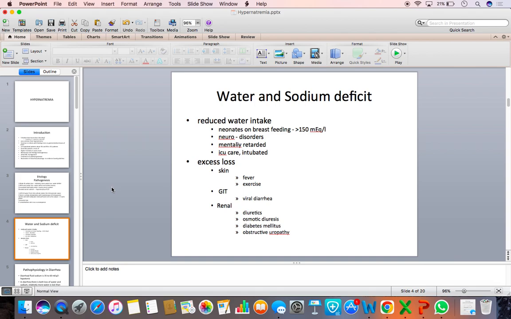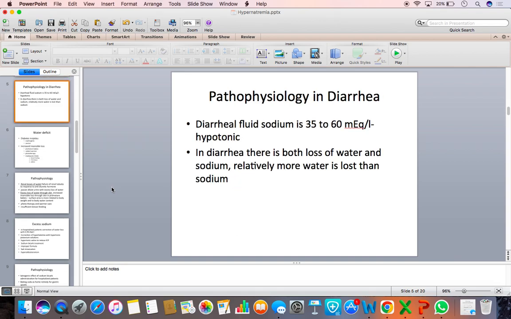The conditions associated with excess loss of water. The loss could be through skin, during fever or exercise. Loss could be through the gastrointestinal tract due to viral diarrhea. And there could be renal loss of water secondary to diuretics, diabetes insipidus, etc. When there is excess loss of water relative to the sodium, it results in hypernatremia.